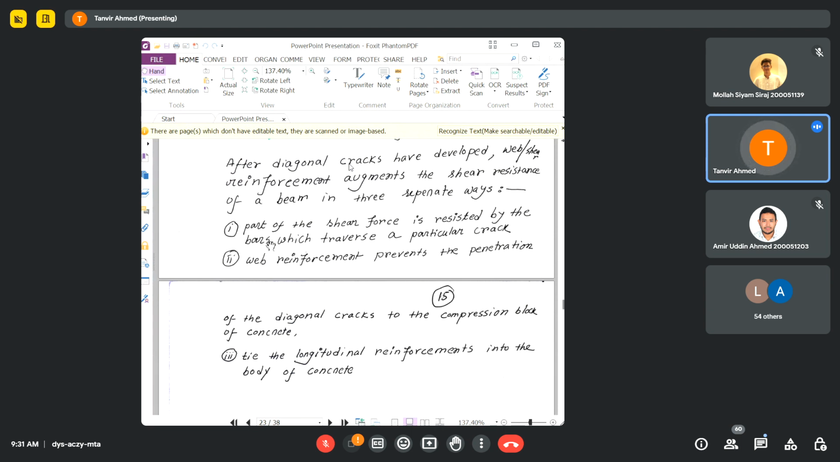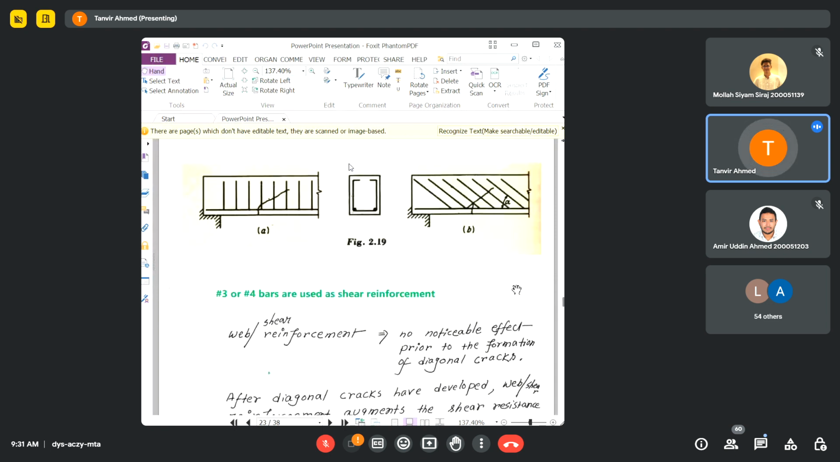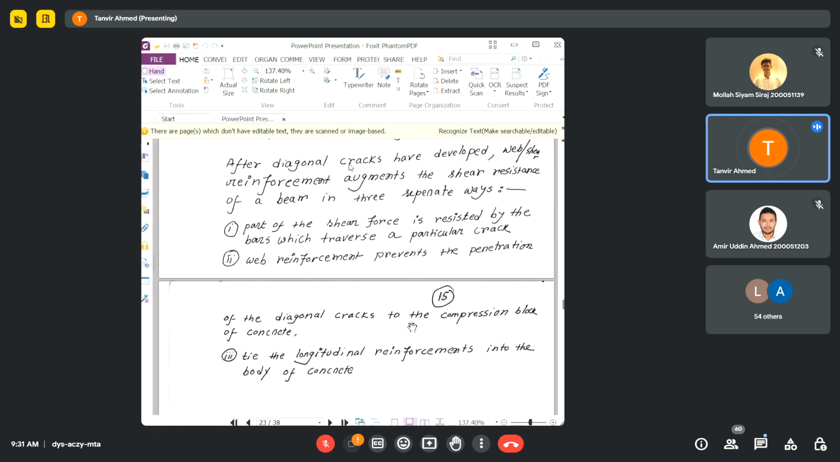Here there are three points. Part of the shear force is resisted by the bars which traverse a particular crack. So obviously, where this crack is, the shear reinforcement at that location will be effective in resisting the shear crack from propagating further. Okay, so this is the one thing.